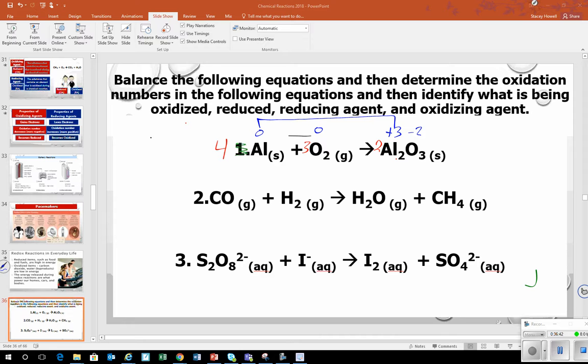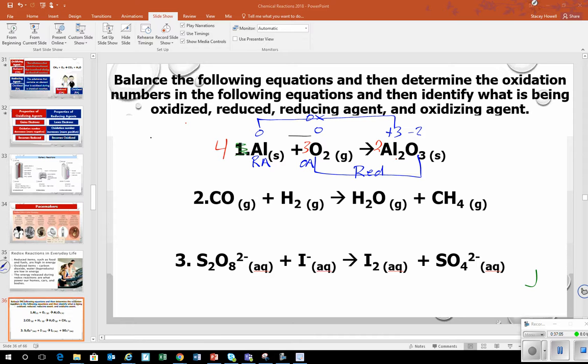Aluminum. Woohoo, become more positive. It's oxidized. That means it's my reducing agent. Okay, Alex, you getting this? You writing it down? You need to write it down. Oxygen is becoming more negative, so it is being reduced, and it becomes my oxidizing agent, right?